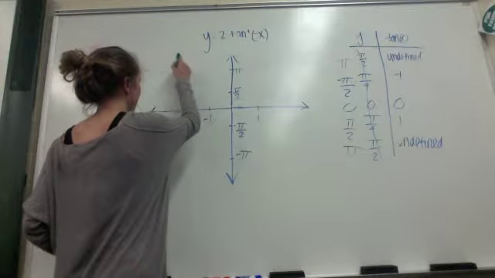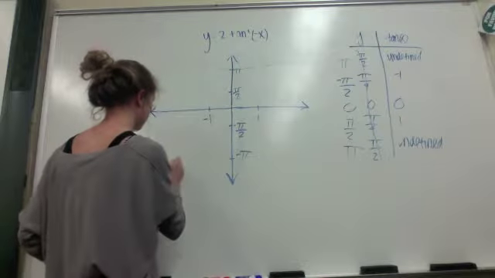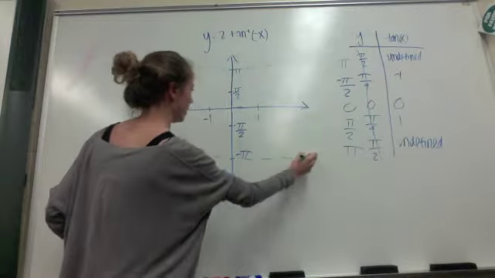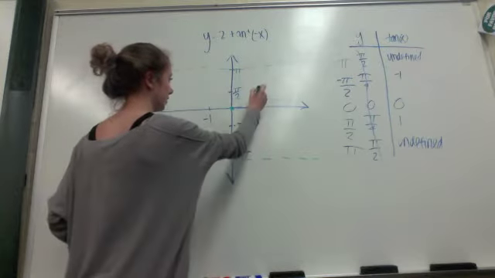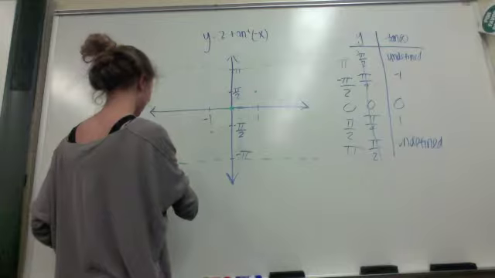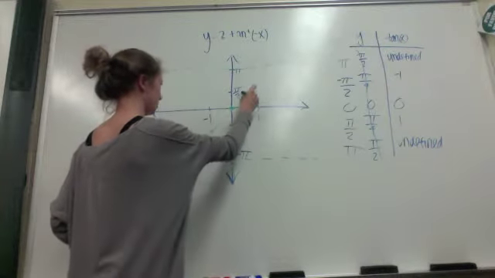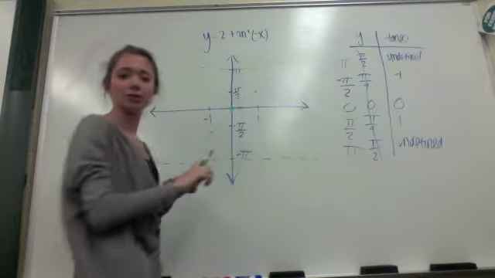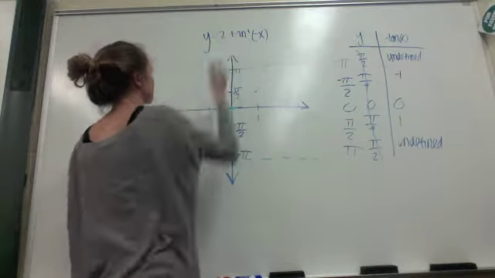Asymptote works undefined at pi and at negative pi. We have our point at 0, 0, and then pi over 2 and 1, and negative 1 and negative pi over 2. And it's going to approach the asymptote but not touch it. Okay, so that's what it looks like with just the vertical stretch.